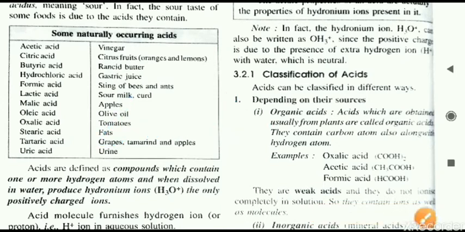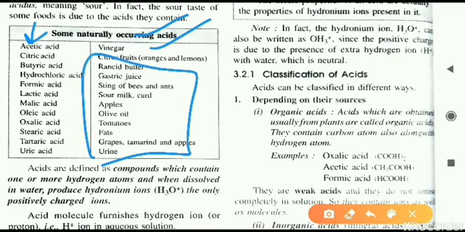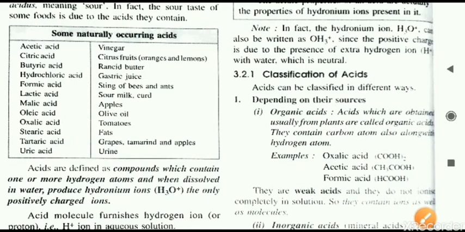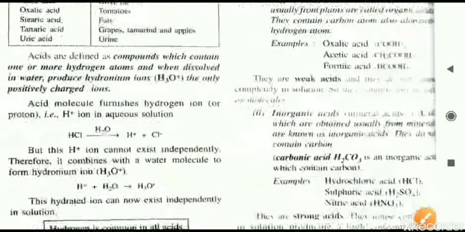Here the table is given for us. These are naturally occurring acids along with the acid name. These are the acid names given here, and on the right side we are given the source where these acids are present. So these are all naturally occurring acids. Different acids have sour taste, and whenever these acids are dissolved in water, they will give us H plus ion.